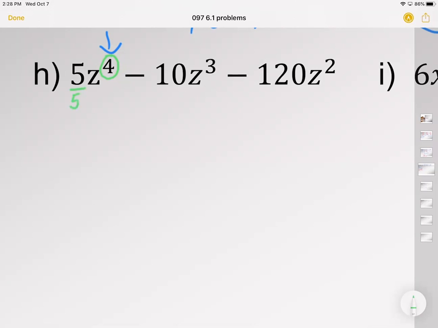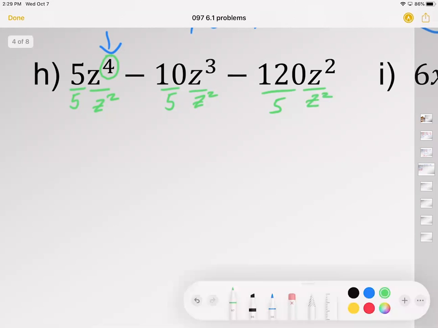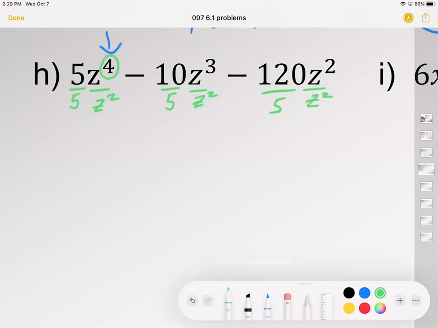Okay, so looking at this thing here, hopefully you guys say, oh, Mr. Tran, I know that I can take out a 5, because 5 can go into 5, 5 can go into 10, and 5 can go into 120. And you are correct. The other thing that hopefully you see is that you can also take out a Z squared, because Z squared can go into Z squared, and Z squared can go into Z to the 3rd, and Z squared can go into those, right?